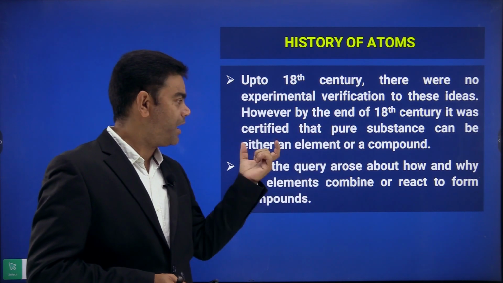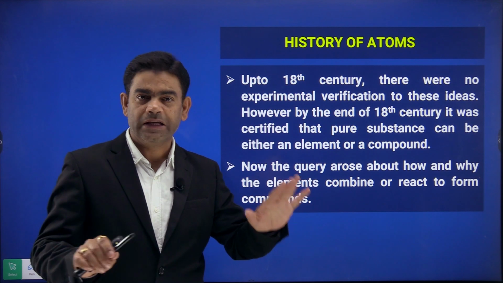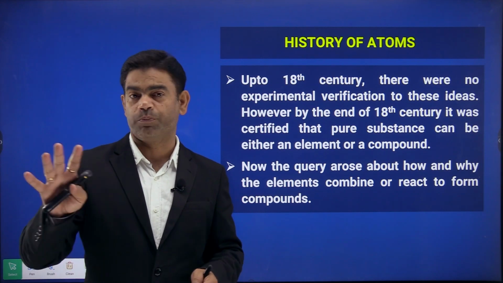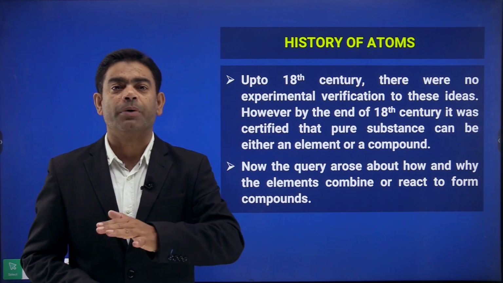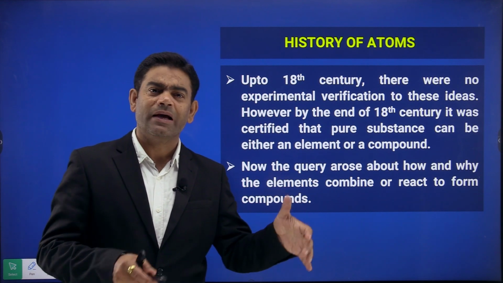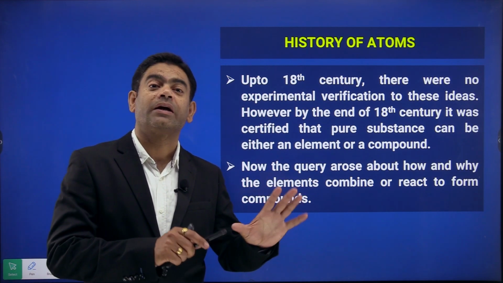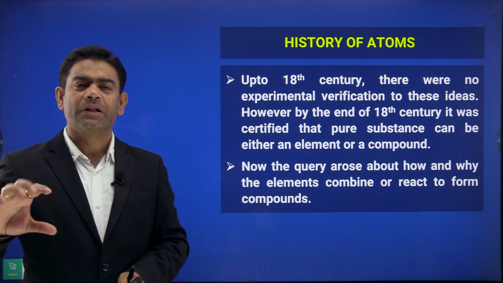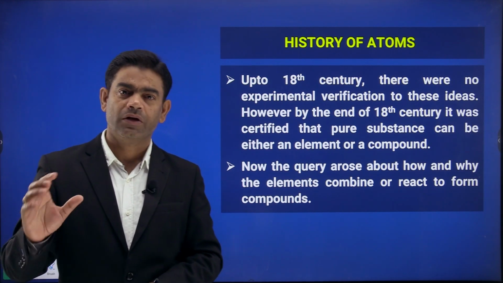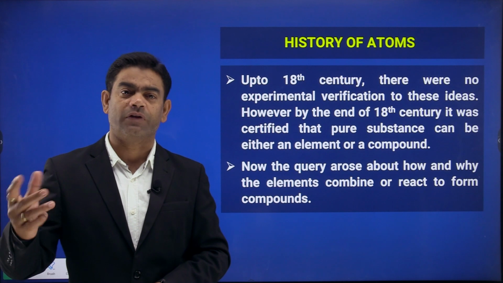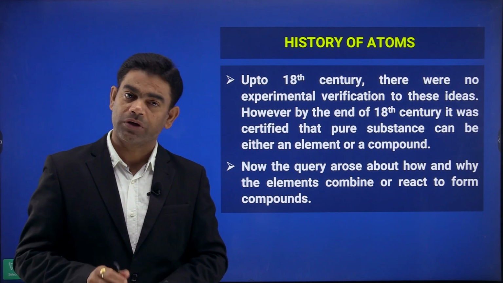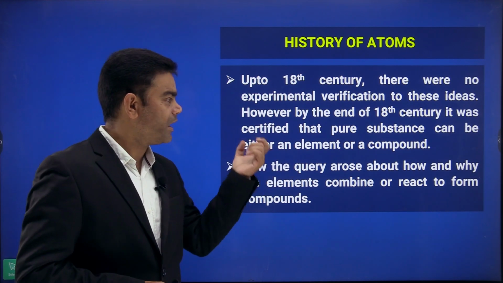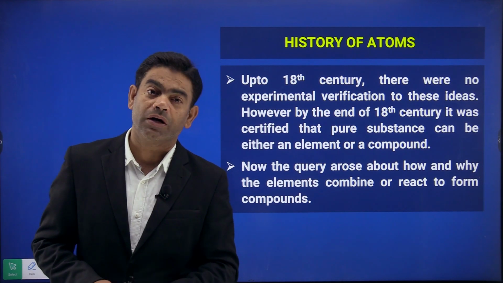However, by the end of the 18th century it was certified that pure substances can be either an element or a compound. We confirmed this in the 18th century: if a substance is pure, it can be an element or a compound, that you studied in the second chapter. An element is anything made up of only one kind of atom, a compound is made up of more than one kind of atoms but in a fixed amount, a fixed ratio. So in a compound we can have 2 or 3 types of atoms in a fixed ratio, but in an element we have only a single type of atom. So it was here that any pure substance can be either an element or a compound.